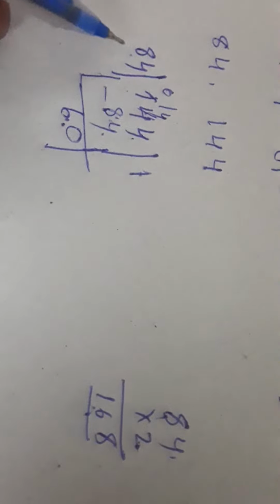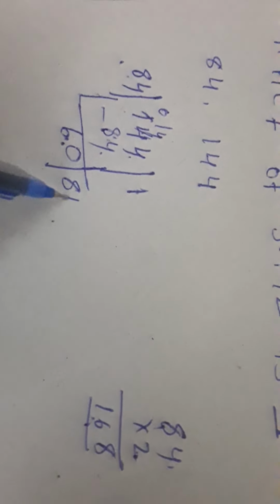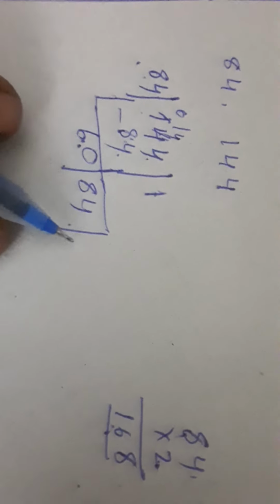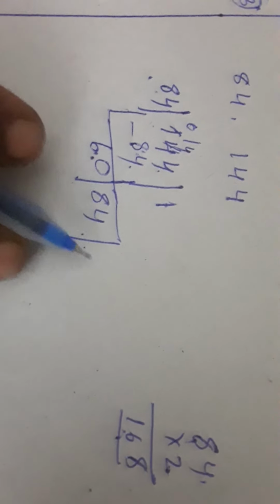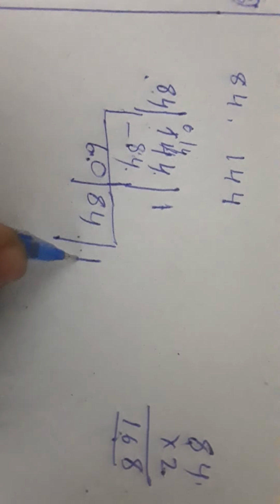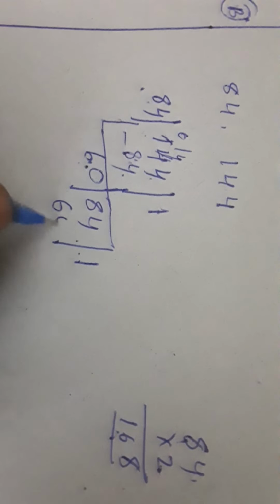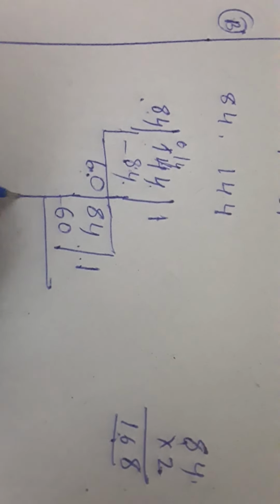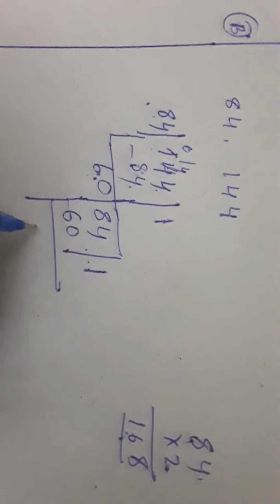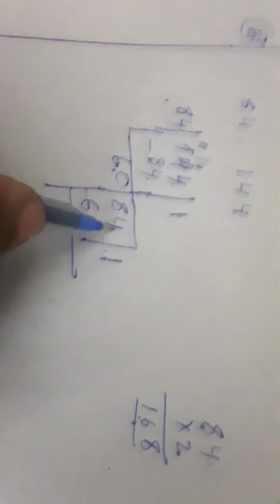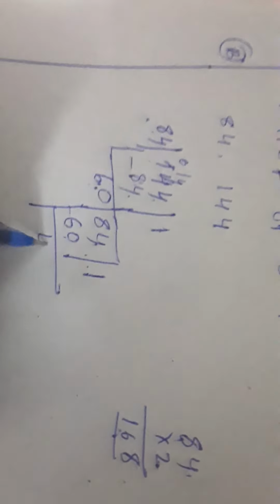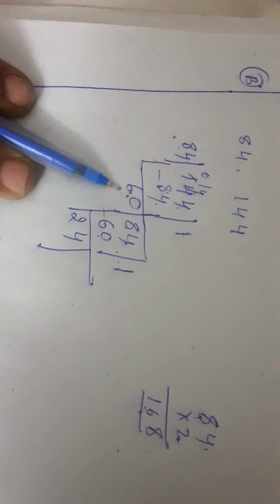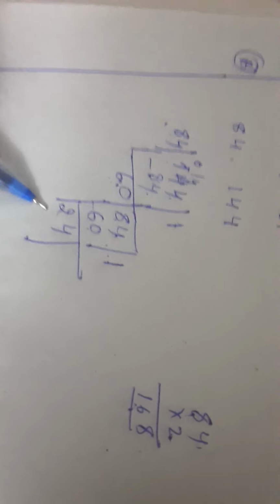Divide by the first divisor 84. So 1 60 is 60, 2 60 is 120. 120 is more than 84 now, so we are taking only one time. 1 60 is 60. 84 minus 60. 4 minus 0 is 4. 8 minus 6 is 2. Now we get the second divisor 60 and the second remainder 24.